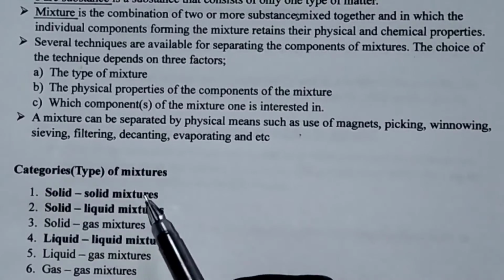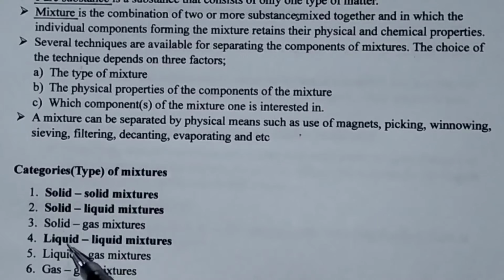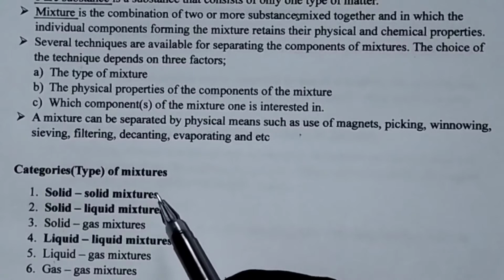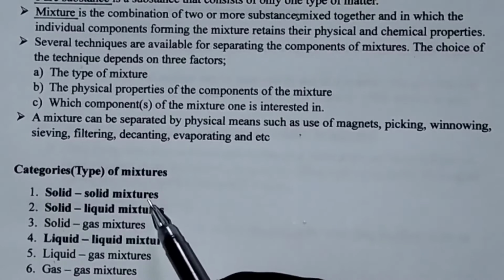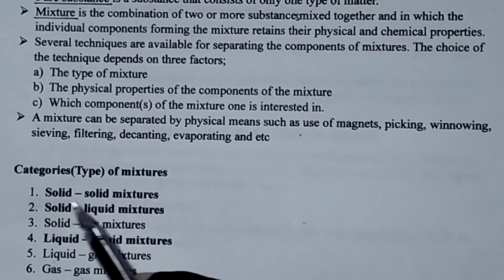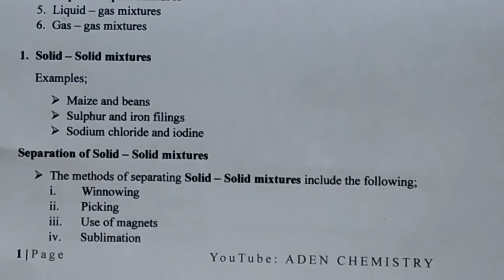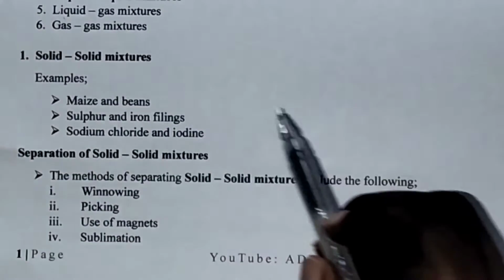One is solid mixtures. Number 2, solid-liquid mixtures, solid-gas mixtures, liquid mixtures, liquid-gas mixtures, and also gas mixtures. But in Form 1, we are going to deal with only 3 types of mixtures, which are in bold. Solid mixtures, solid-liquid mixtures, and liquid mixtures will be discussed in detail. So let's start with the first one, solid mixtures.